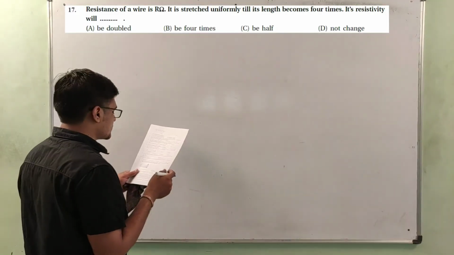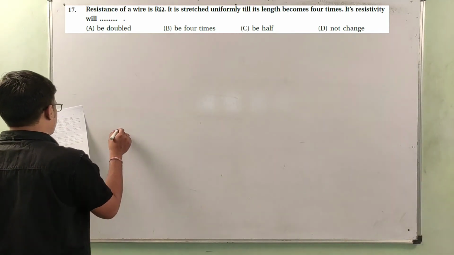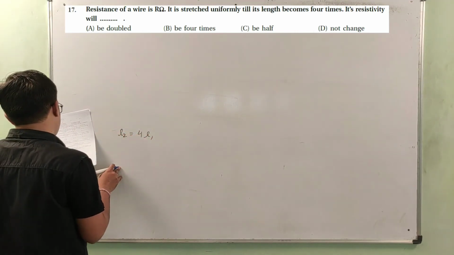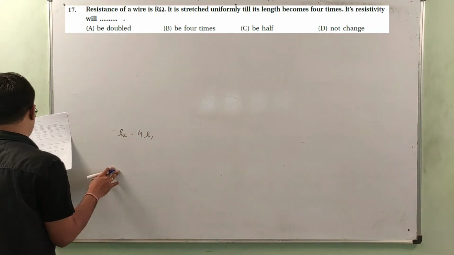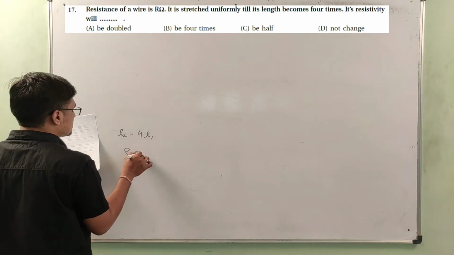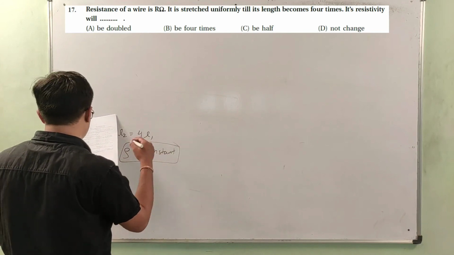17. The resistance of a wire is R ohm. It is stretched uniformly till its length becomes 4 times. The new length becomes 4 times. And its resistivity is a constant, so resistivity remains constant. It does not depend on dimension.